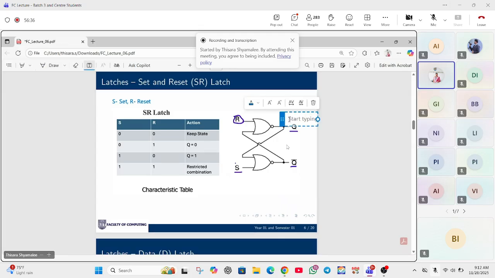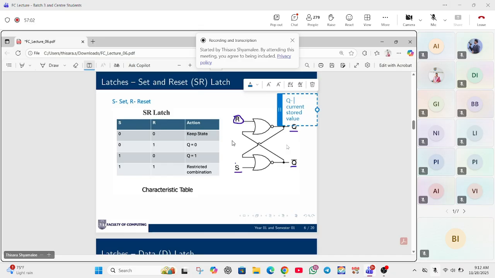This is the Q. Q is the current stored value. Then Q bar, as you already know, is the inverse. Then S and R are the inputs of this SR latch. And here you can see this.